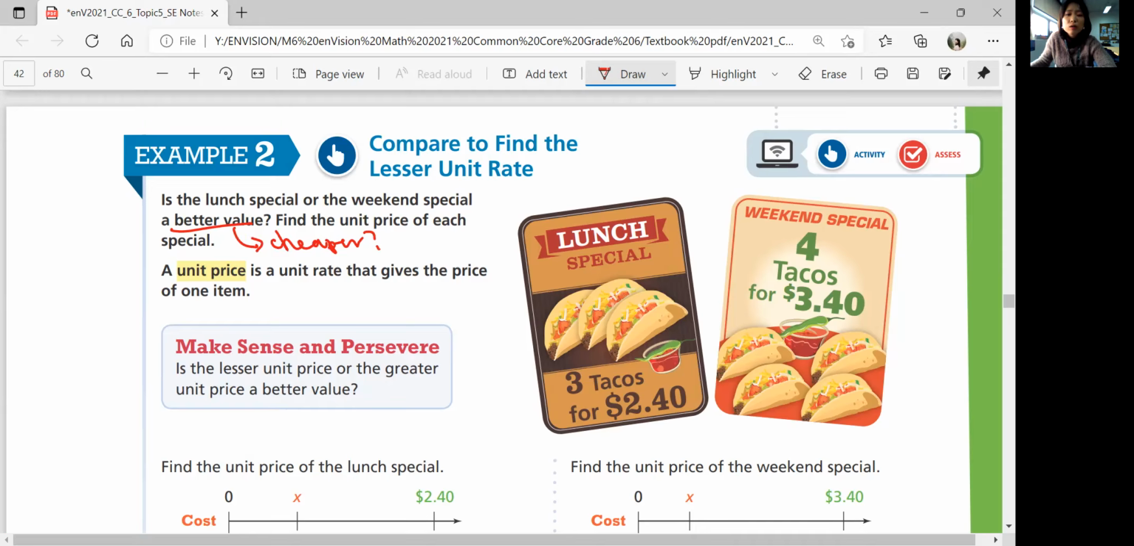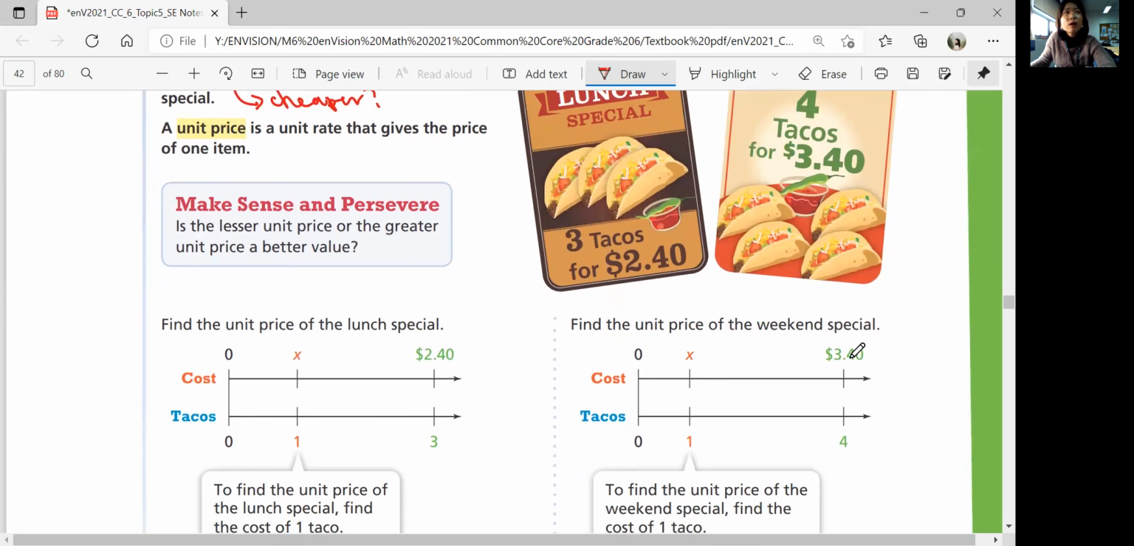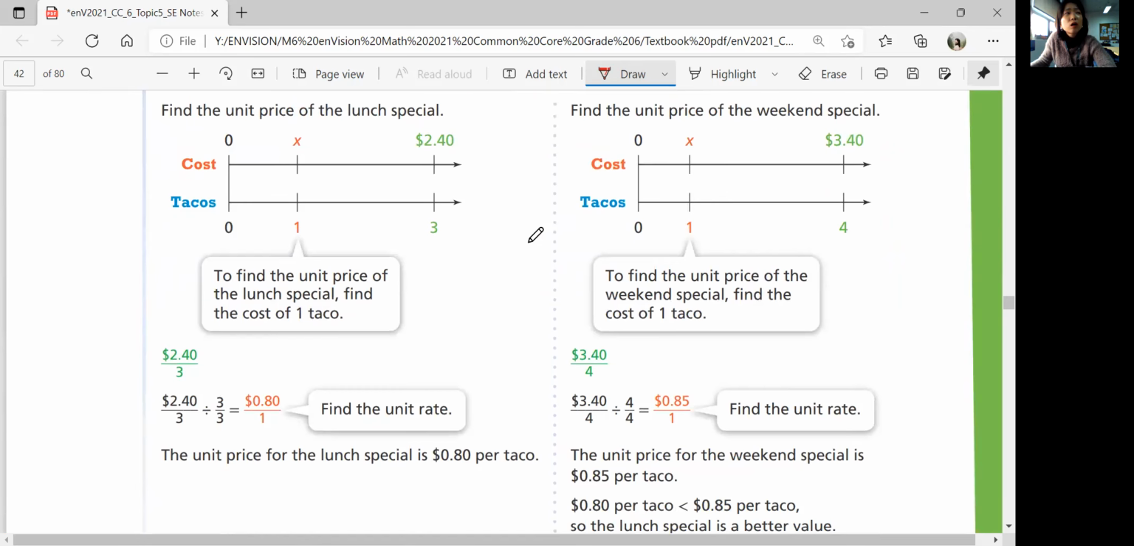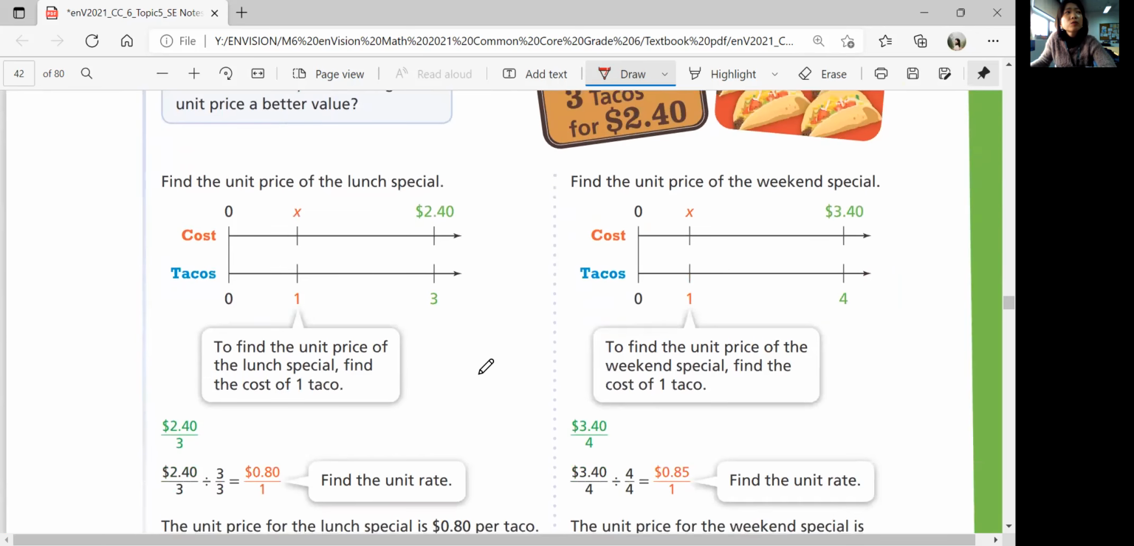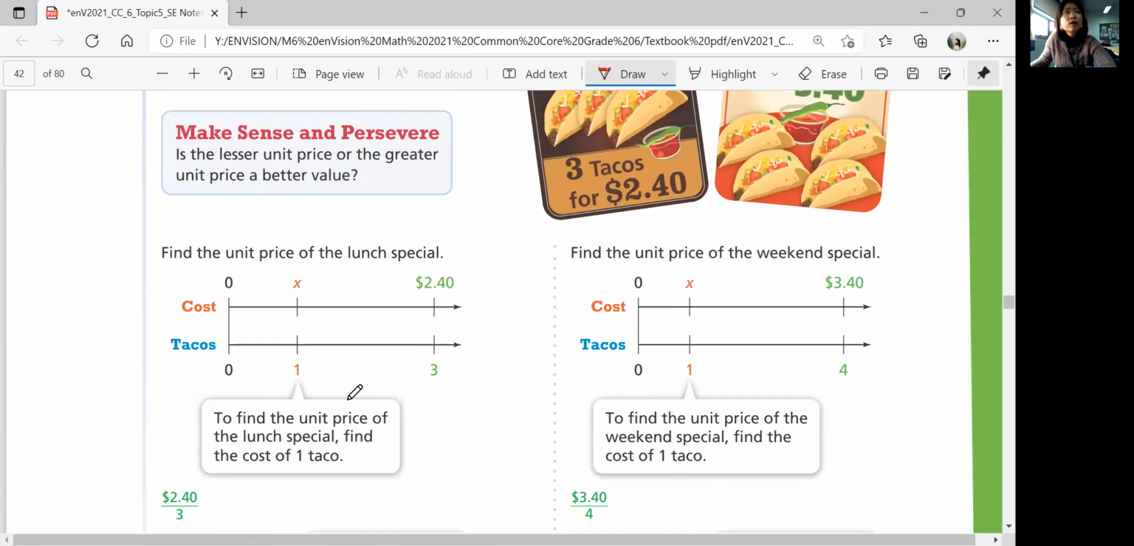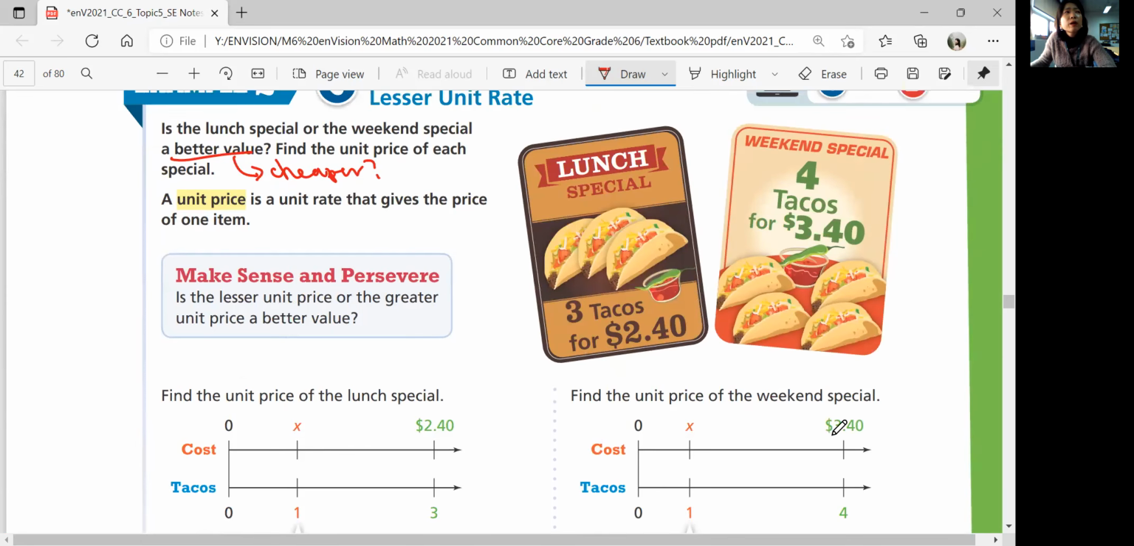All right, so first, we're going to find the unit price of the lunch special and then find the unit price of the weekend special. So how much would it cost per one taco, right? And so let's make the dollars go in the numerator and the number of tacos in the denominator, and find the unit rate. So let's do the lunch special first.